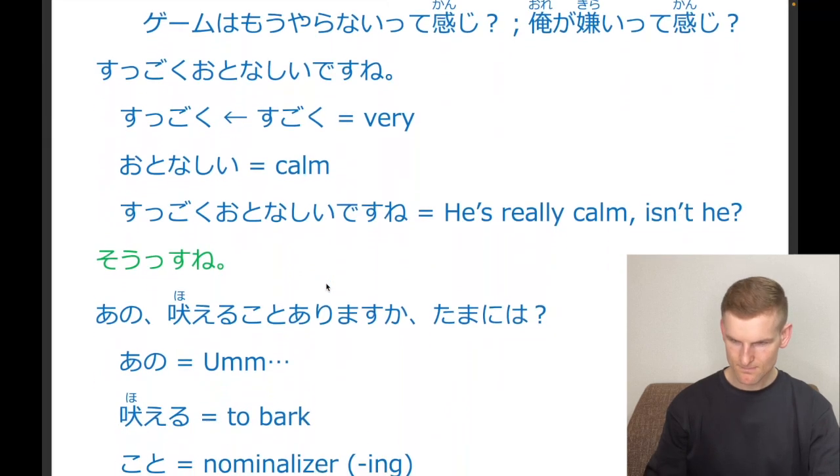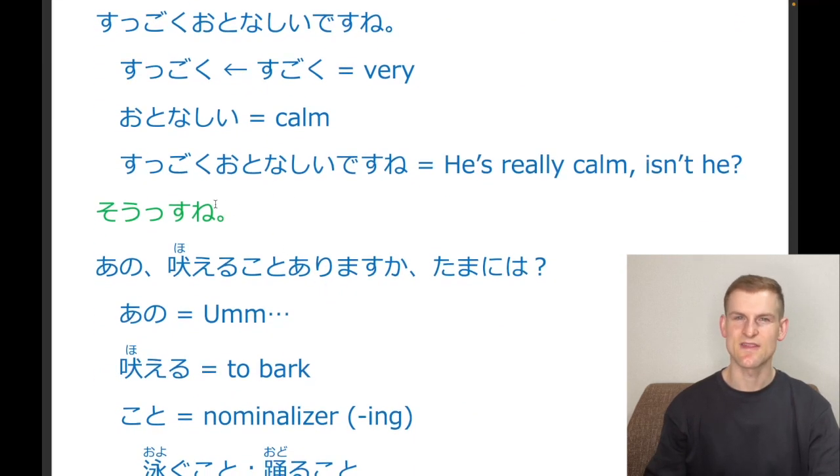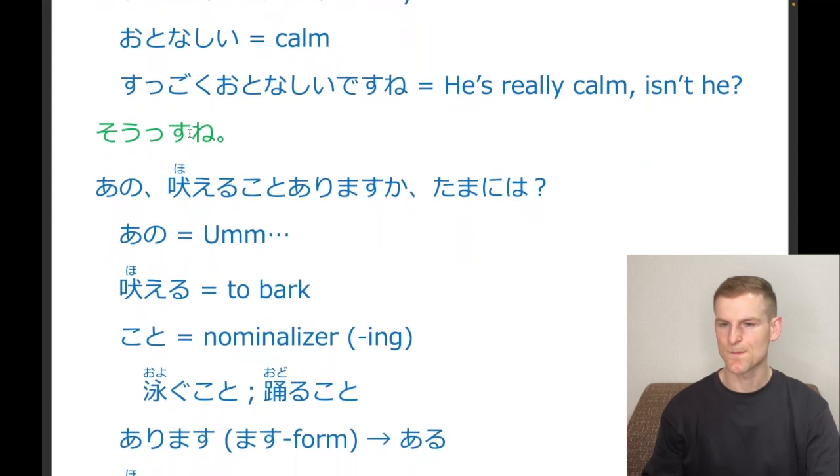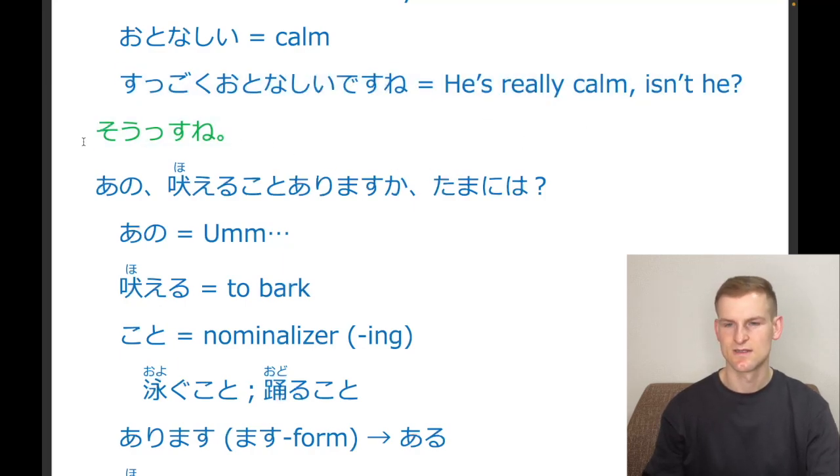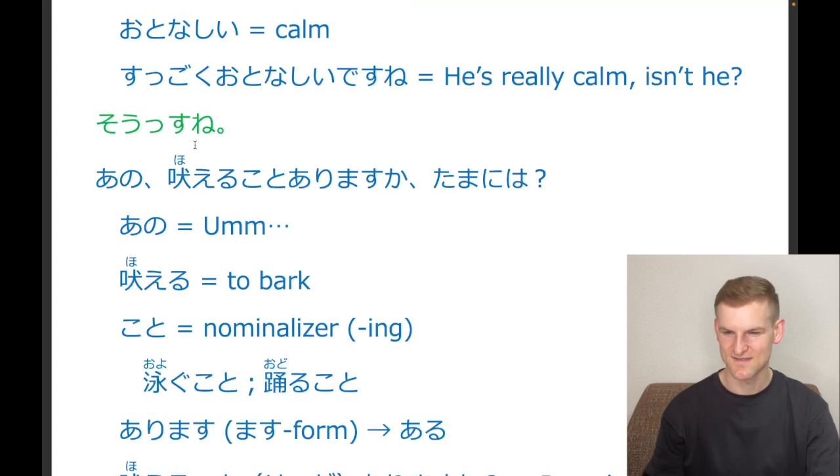So you might think of it as adult-like, but it really just means calm. Okay, so すっごくおとなしいですね. He's really calm, isn't he? そうっすね. Yeah. そうっすね. Yeah, that's right.